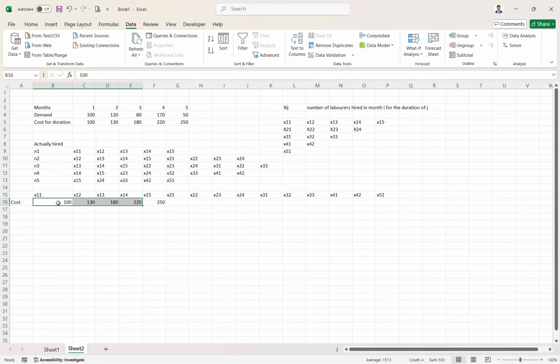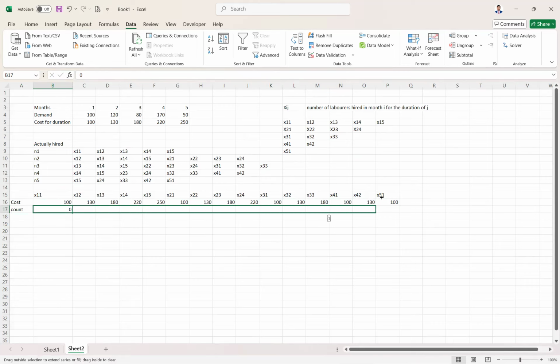Similarly, we only copy until 4 because x2 has only until 4. Then for x3 we'll copy until 3. So the second value gives your duration. Depending on that, we'll get the values, and this is 100. This is the count, which is the number of laborers actually employed for that duration and from that time.